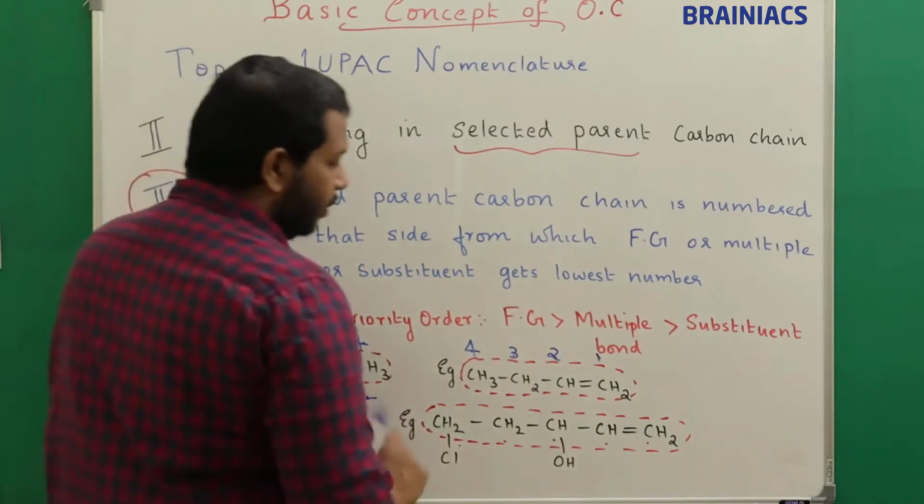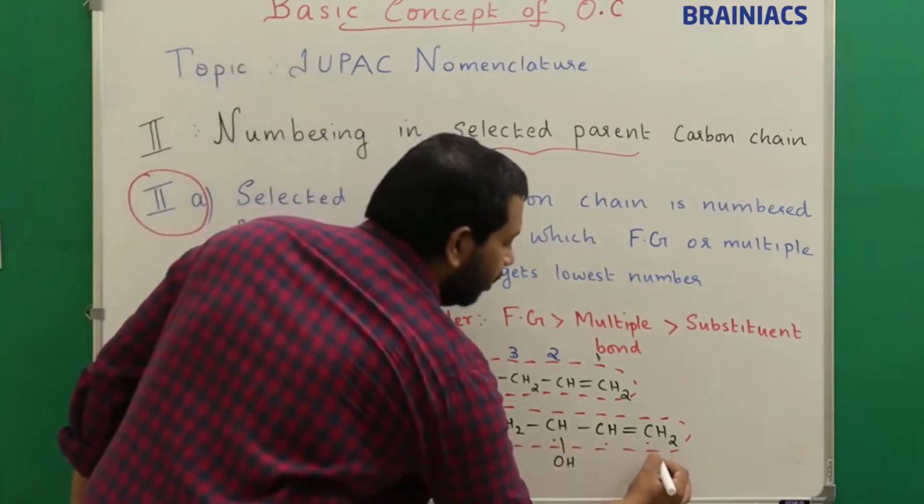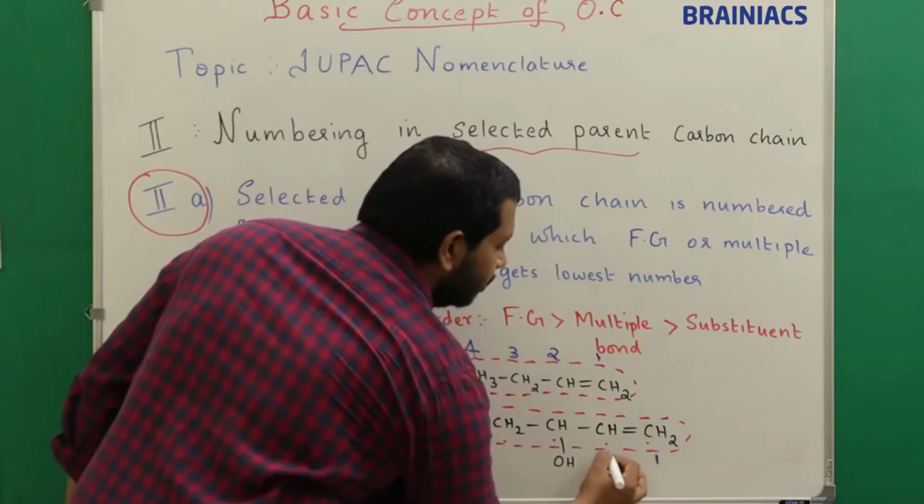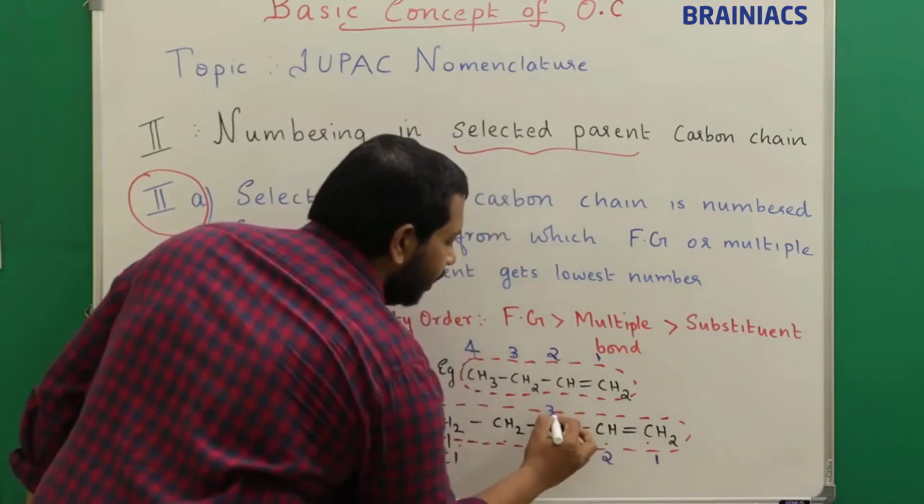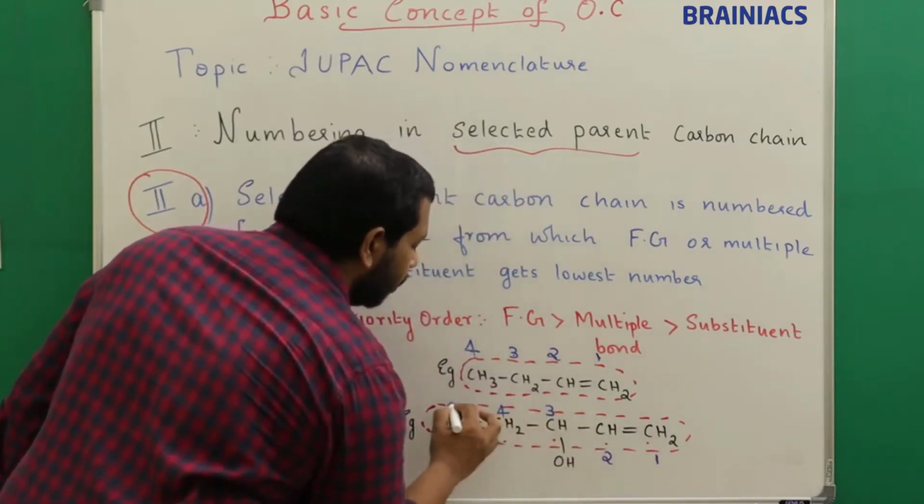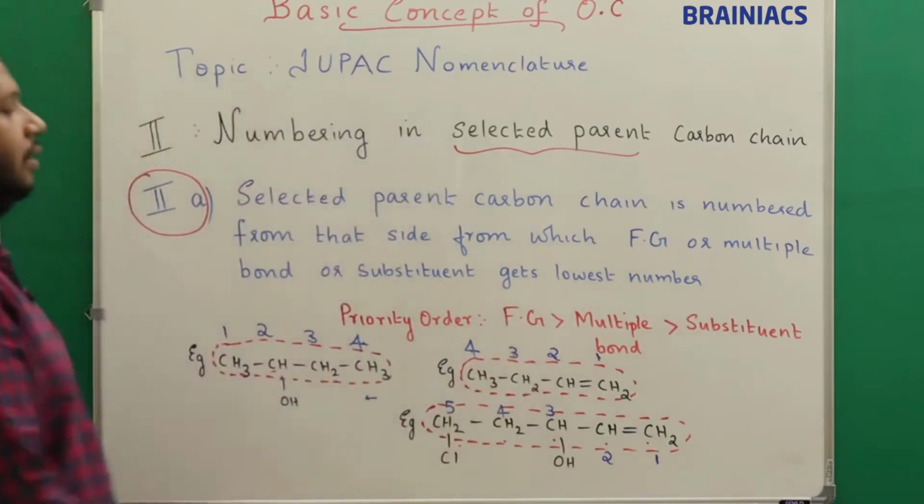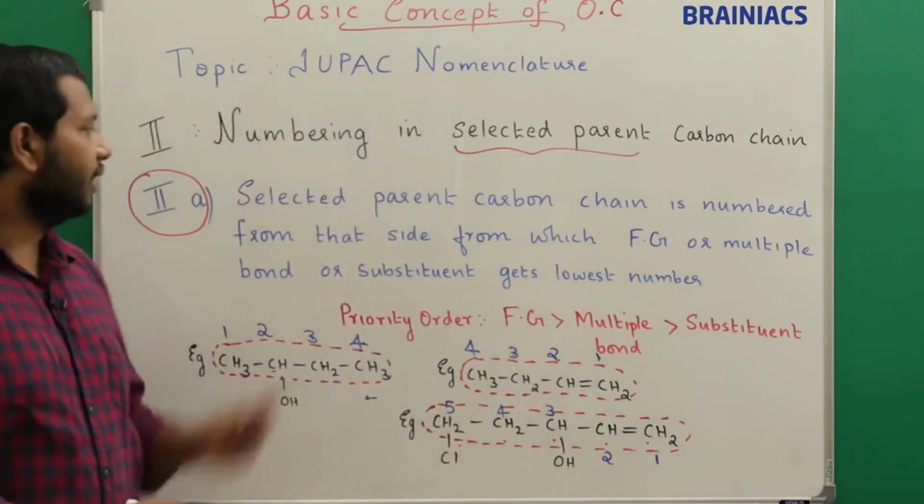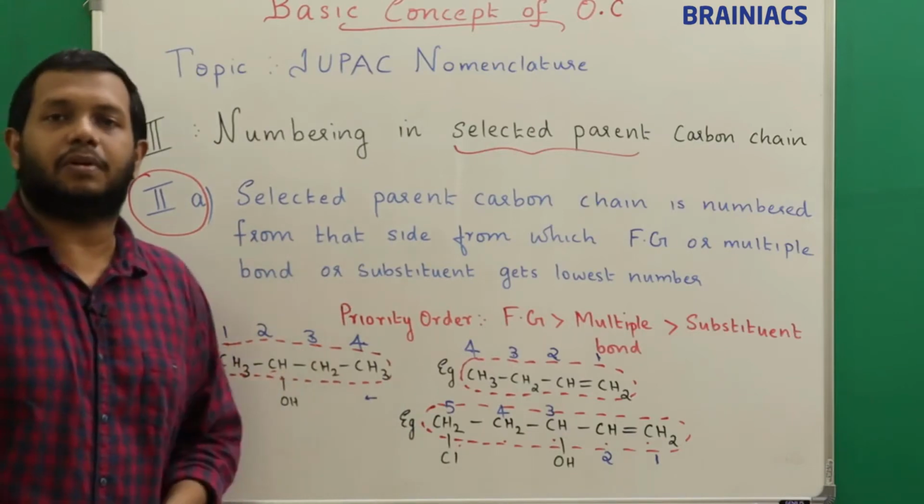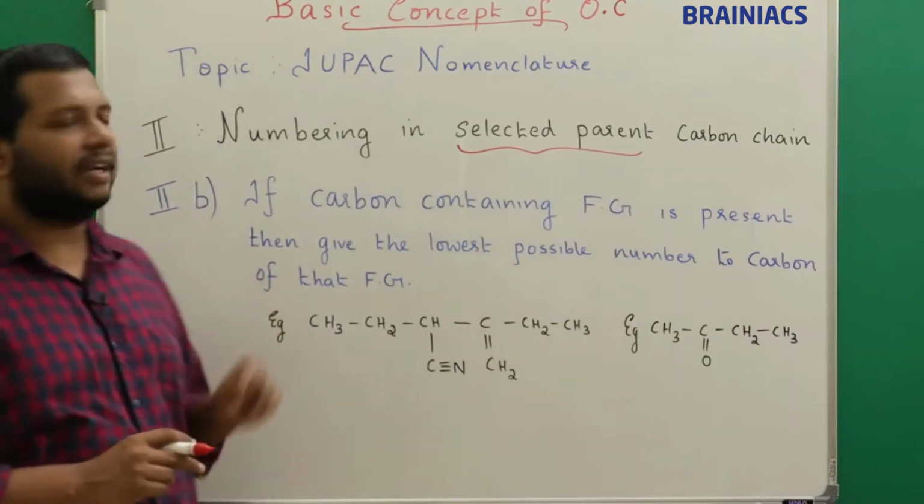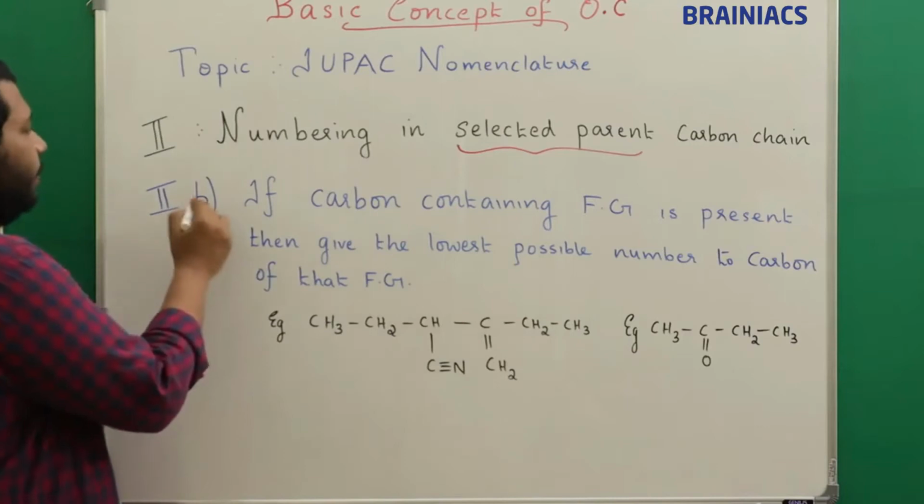So my way of numbering should be 1, 2, 3, 4, 5. So I hope you understood this rule very clearly. We will go to the next sub rule, that is 2b.